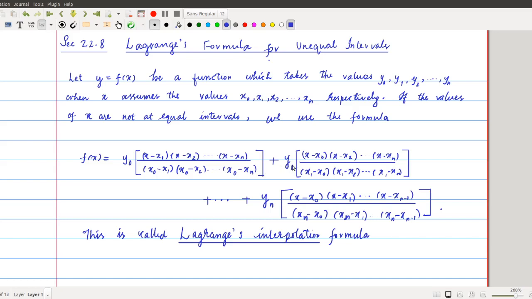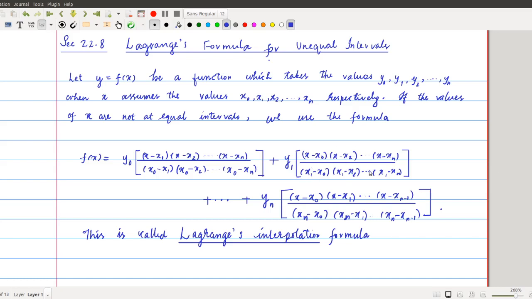Then plus y1 times, y1 is f of x1, that times x minus x0. In the numerator we avoid x minus x1, so the numerator becomes x minus x0, x minus x2, etc., x minus xn. In the denominator we delete the x1 minus x1 term, so all the other terms will be here. So this is y1 times this number, and this term is a polynomial in x.